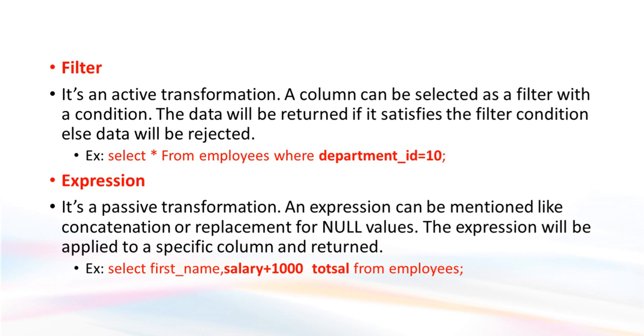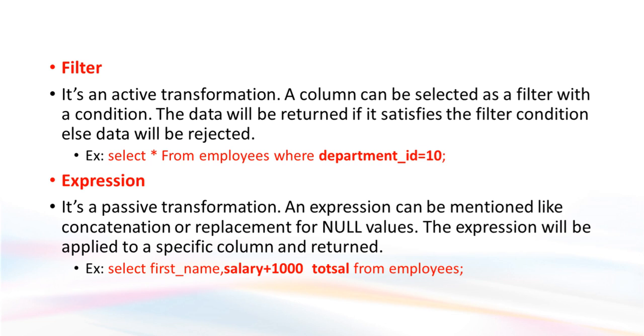See now this query: select first name, salary plus 1000, and I have used a column alias, total salary, from employees. But actually the table contains only the first name and salary columns. Another column I am writing here, salary plus 1000. So what will this return?